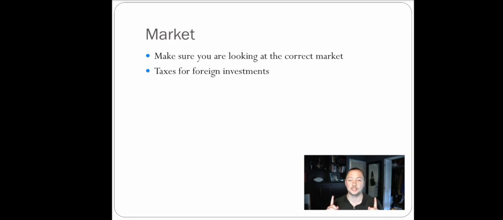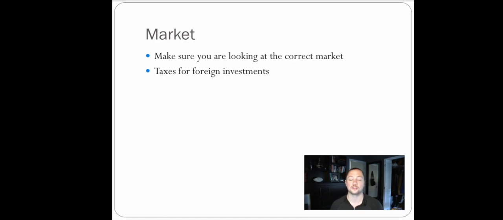Now, it can be listed on both exchanges at the same time, and that's why it's really important to make sure you're looking at the right chart as well. You could be trading a Canadian company using US dollars on the NASDAQ or the New York Stock Exchange. So there's lots of different examples where that's a very common thing.